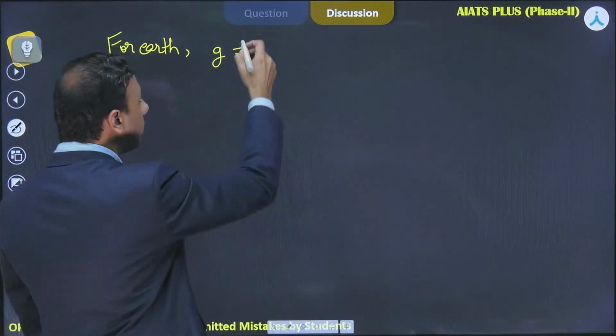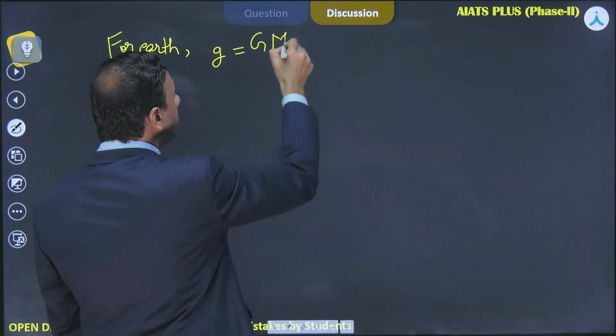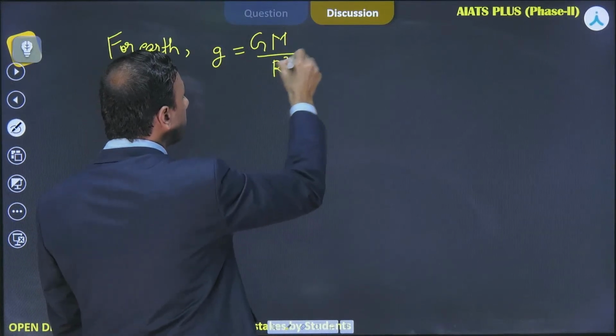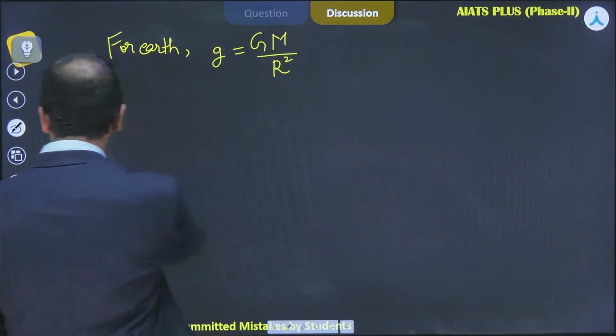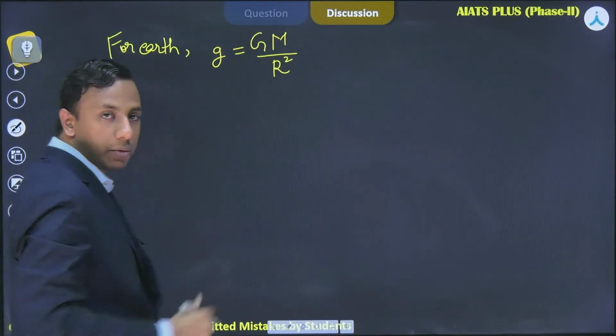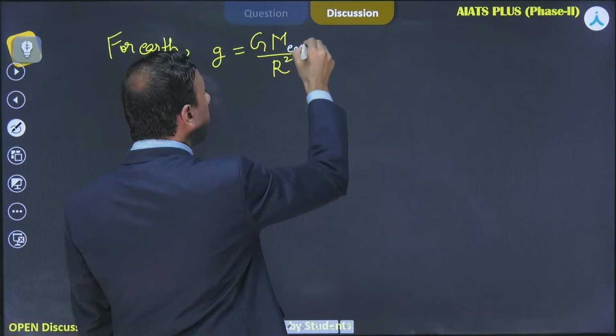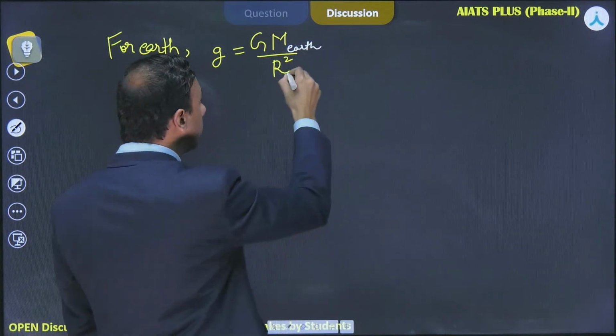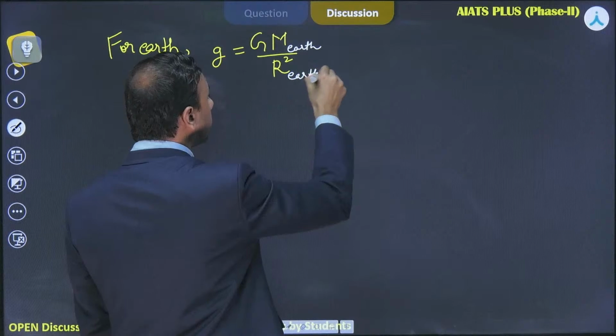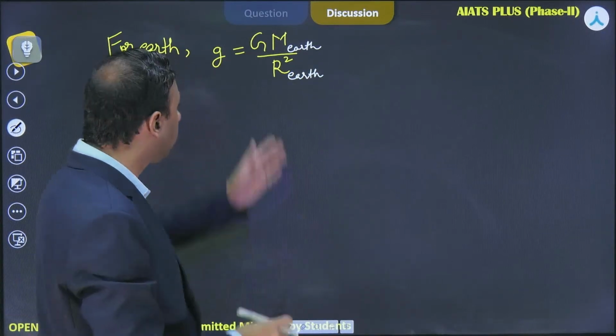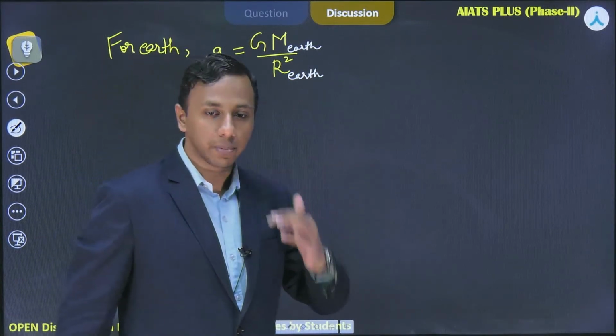Revision. So g is equal to GM by R square, where this capital M, what is it? This is the mass of Earth, and capital R is the radius of Earth. But from now on I will only write it as capital M and capital R.